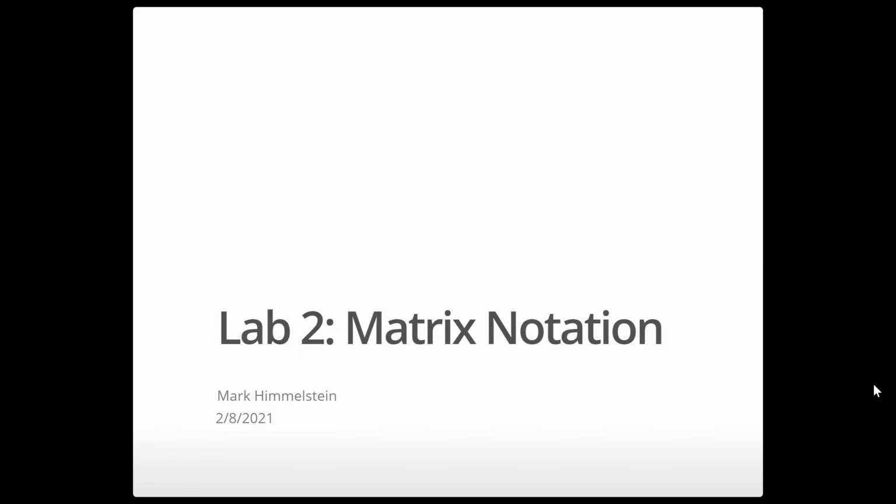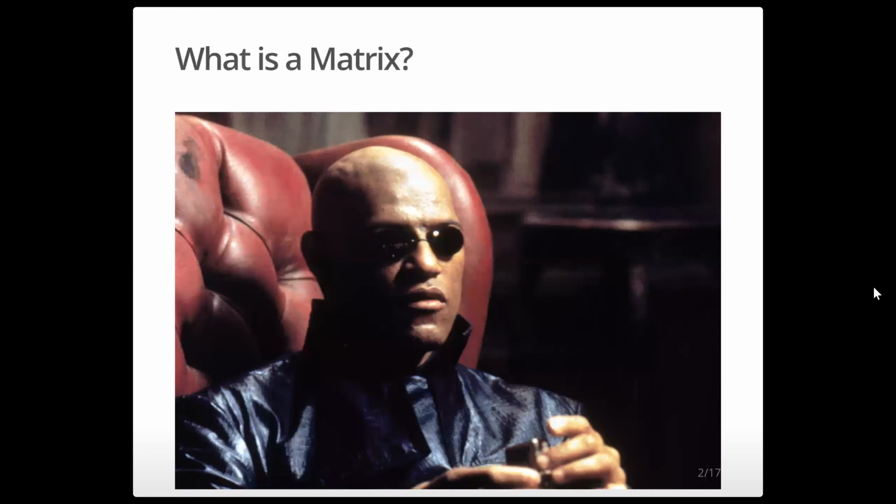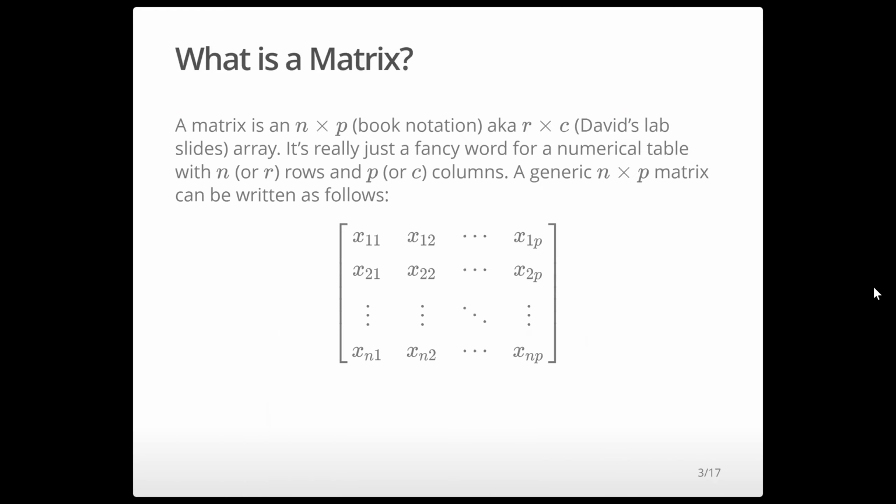This week, we're going to start looking at matrix algebra, and we're going to start with reviewing some notation just to make sure we're all on the same page. So first, to start, what is a matrix? A matrix is just a two-dimensional array, essentially. It's n by p in the book notation, or David's lab slides used r by c. And it's really just a numerical table.